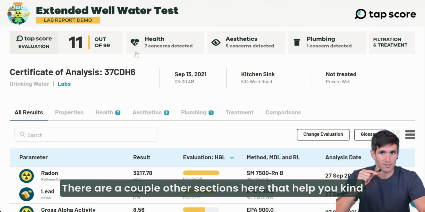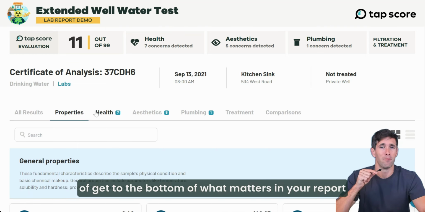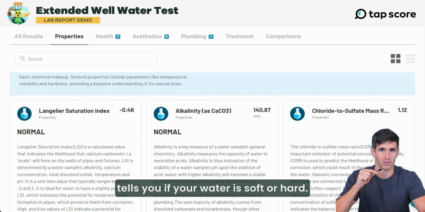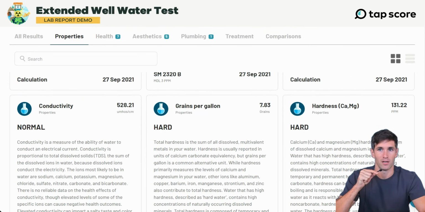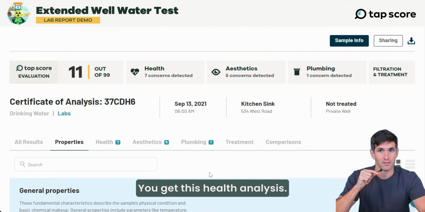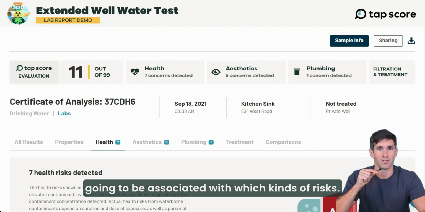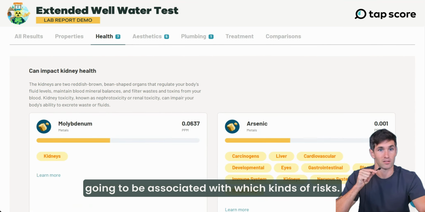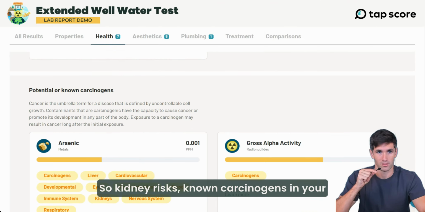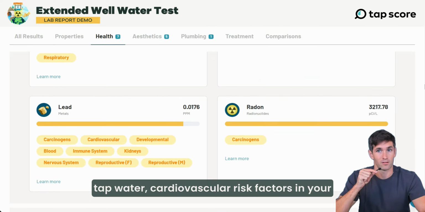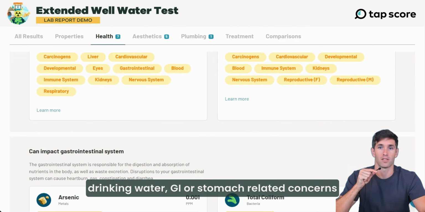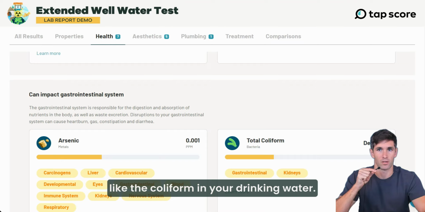There are a couple other sections here that help you get to the bottom of what matters in your report. Tells you if your water is soft or hard. These other general parameters are listed under properties. You get this health analysis: which things found in the water are going to be associated with which kinds of risks. So kidney risks, known carcinogens in your tap water, cardiovascular risk factors in your drinking water, GI or stomach-related concerns like the coliform in your drinking water.